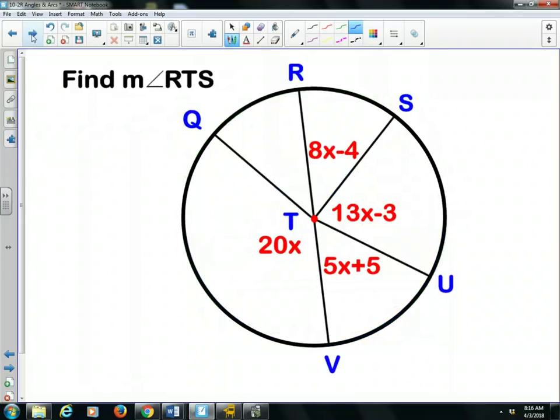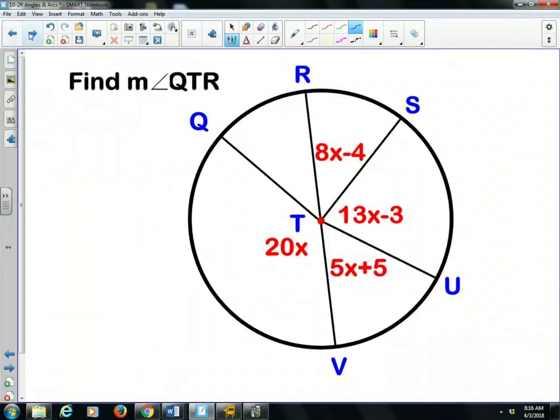Why don't you guys pause the video and try these next two on your own, please. After you try this on your own, you should have gotten x to equal 7. And so then you should have gotten angle RTS to equal 52 degrees. Let me know if you have questions on that when you get to class tomorrow. On this one, again, x was 7, so you should have gotten angle QTR to equal 40 degrees. That's what you should have got for that one.